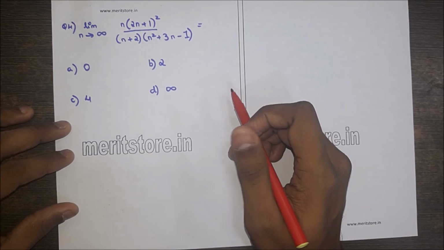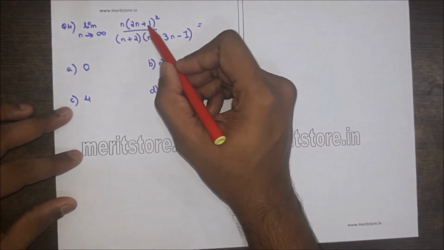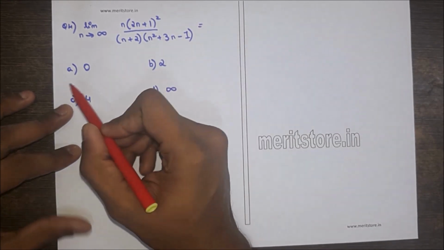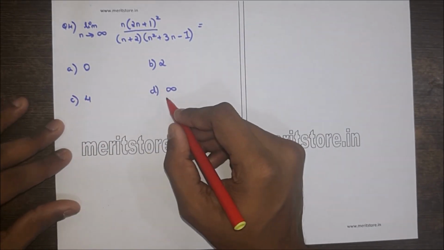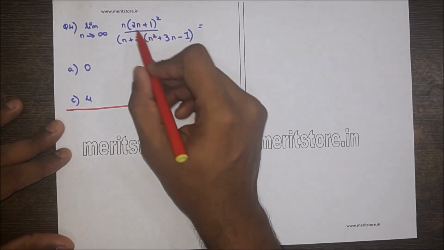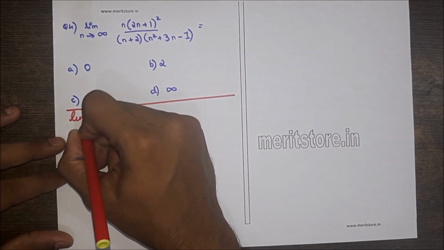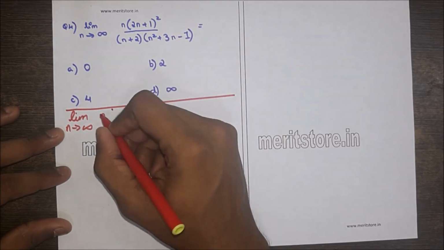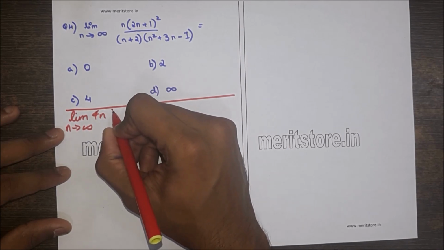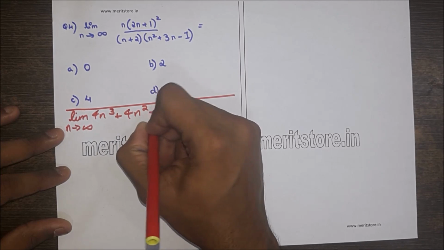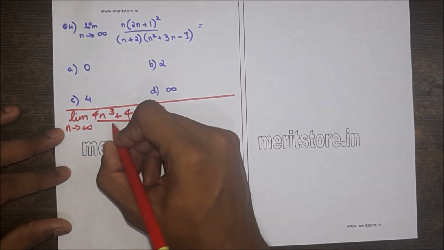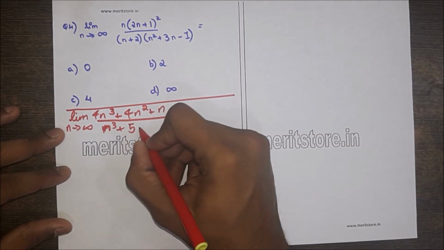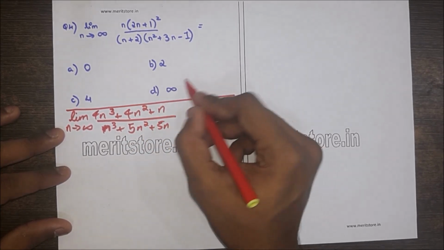Limit of n tends to infinity, n of 2n plus 1 the whole square upon n plus 2 into n square plus 3n minus 1 equals A 0, B 2, C 4 and D infinity. What we do first is expand this term, giving us limit of n tends to infinity, n into 2n plus 1 square. When solved, gives us 4n cubed plus 4n square plus n upon n cube plus 5n square plus 5n minus 2.